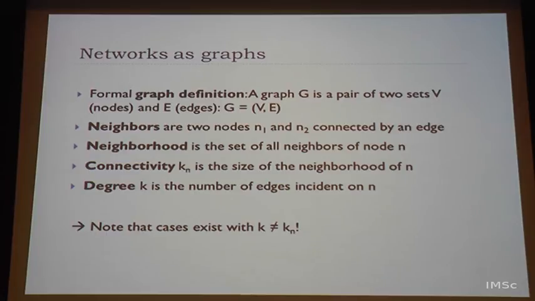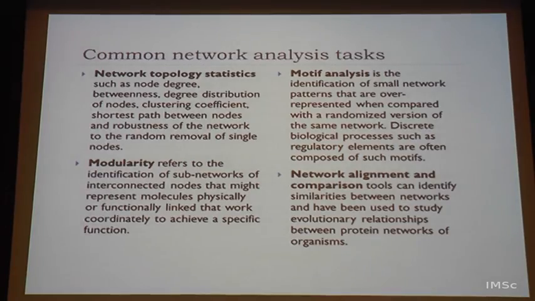So a network is nothing but nodes and edges. So you have vertices. Graph G has V nodes and edges belonging to it. Neighbors are 2 nodes N1 and N2 connected by an edge. Neighborhood is the set of all neighbors of node N, and you define various parameters such as connectivity, clustering coefficient, degree, betweenness, centrality and so on. All of these things can go on.